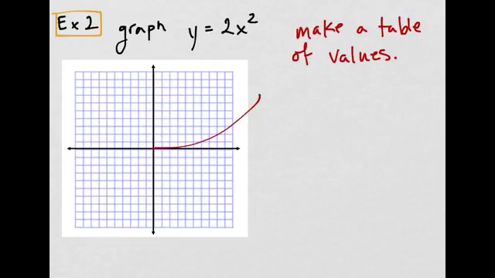If you get something like this, you know that's wrong, because when the a value gets closer to 0, that's what happens. Okay, so make a table of values.